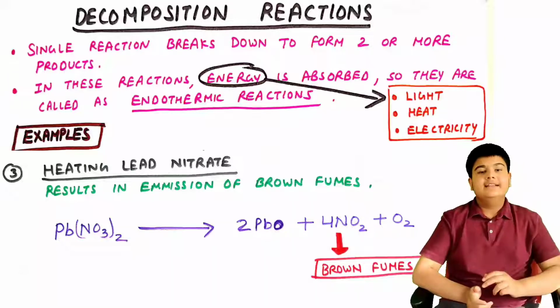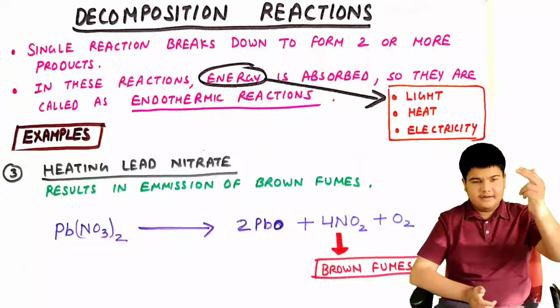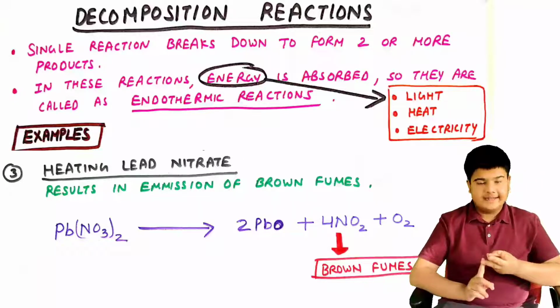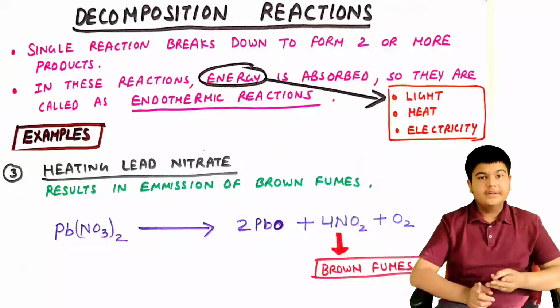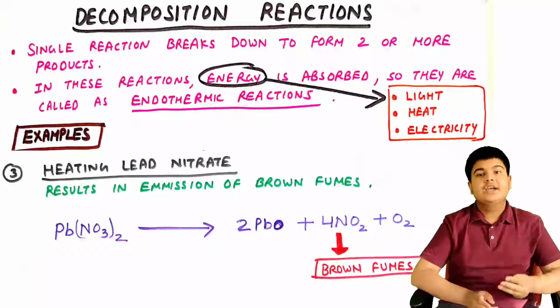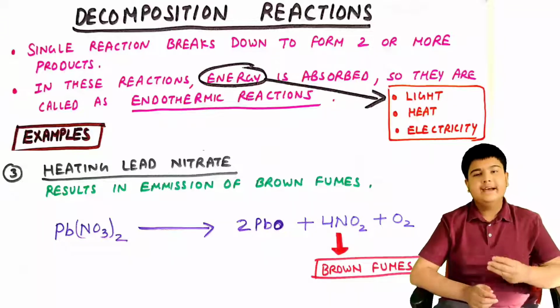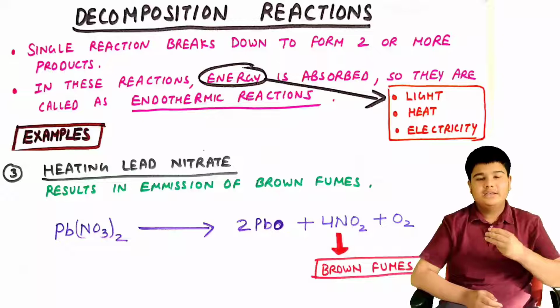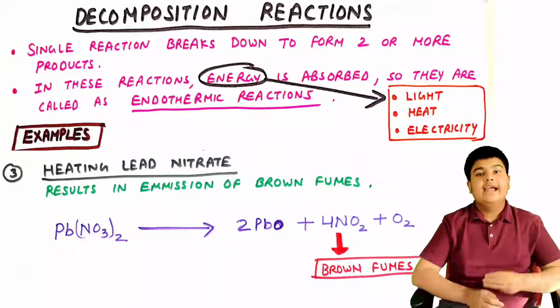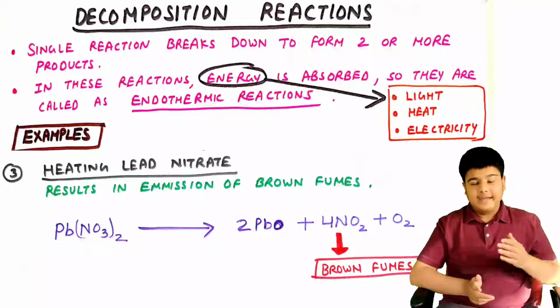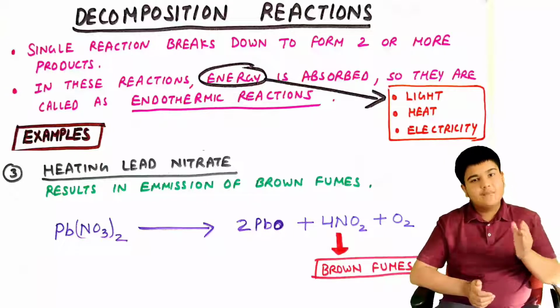Have you observed that in all these reactions, electricity, light or heat are absorbed? Such reactions in which energy in the form of heat, sunlight or electricity is absorbed are known as endothermic reactions. Endo means to absorb and thermic means to heat. So heat absorbing reactions.